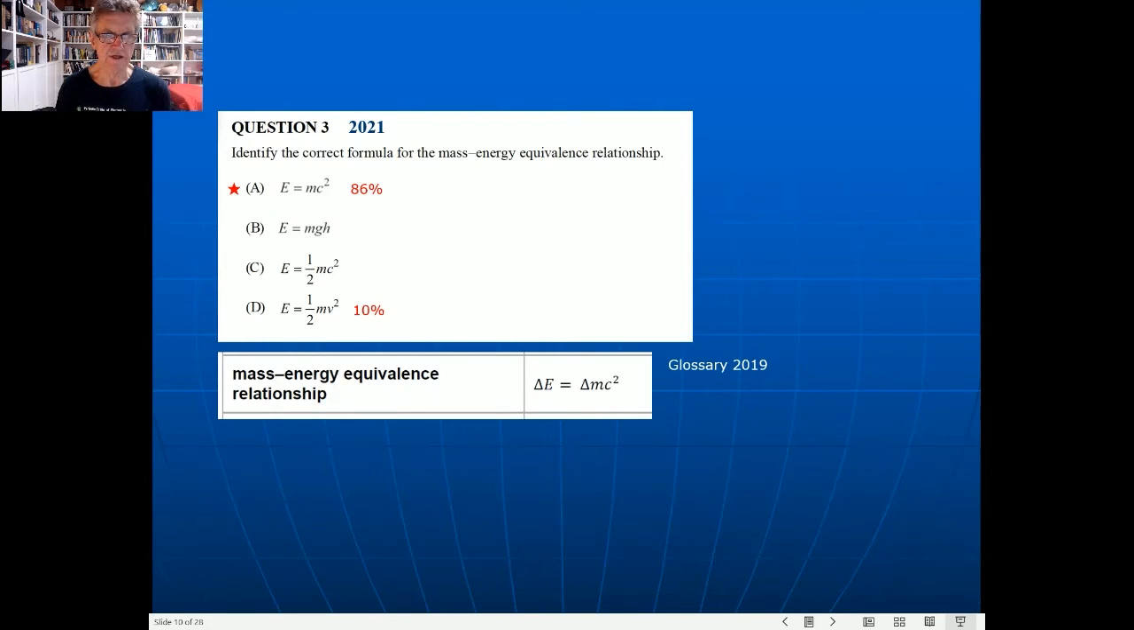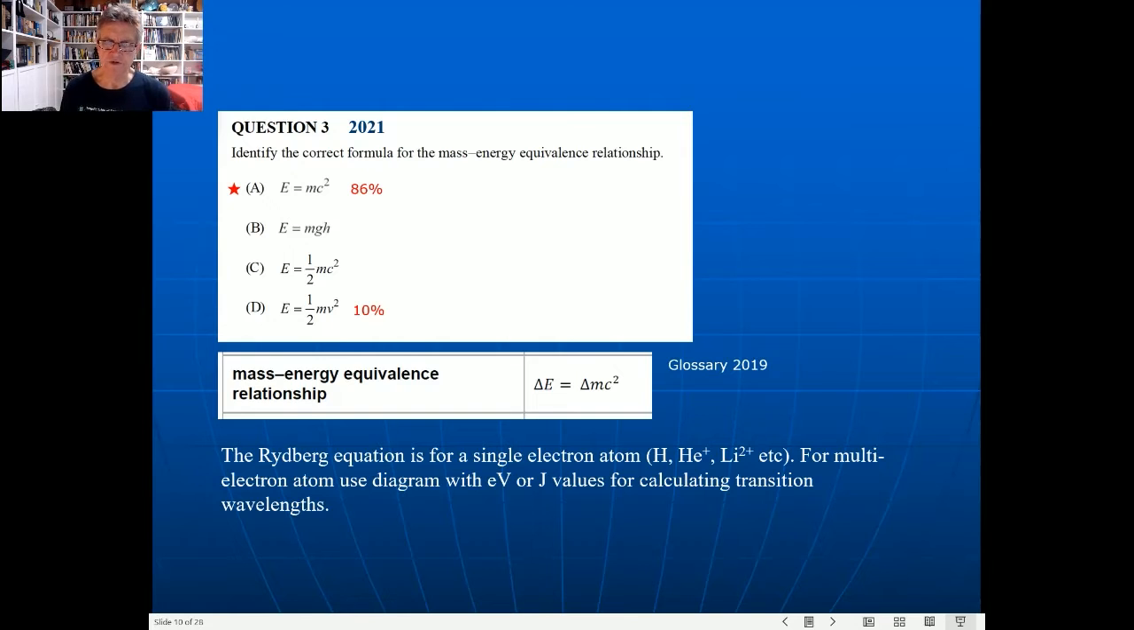And that's out of the glossary. That's the exact term, and that's the formula that goes with it. You might notice that it doesn't have the delta sign in front of the E and the M. And as we saw back on an earlier slide, you can have variations on the exact formula from the glossary, and just be prepared for that.